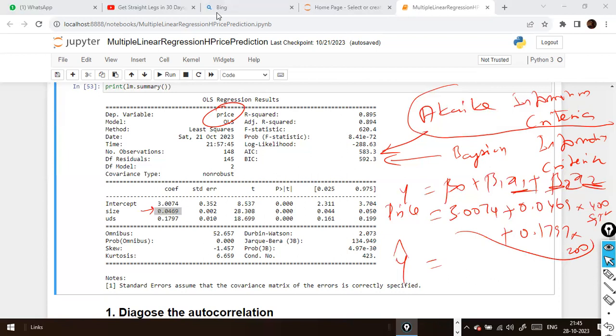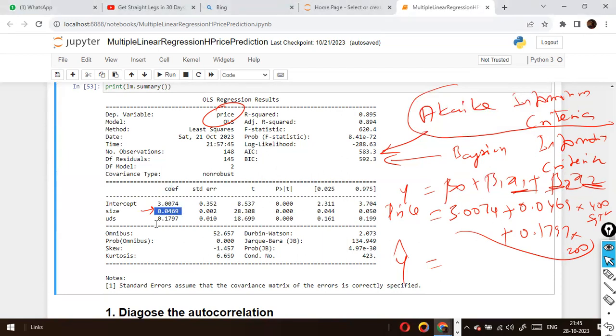Dipti, I will come back to you, okay? That we'll see. So Soundarya, hope you understood, right? Which means here, these are the coefficient values, the slopes, beta 1 and beta 2. What is beta 1? 0.0469.